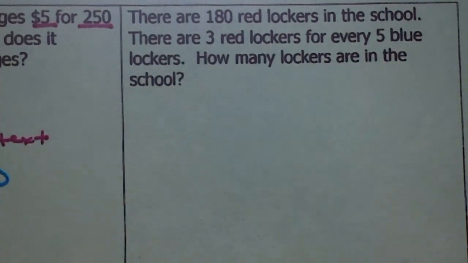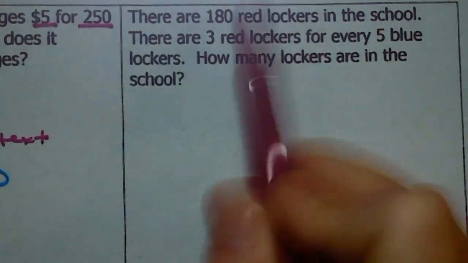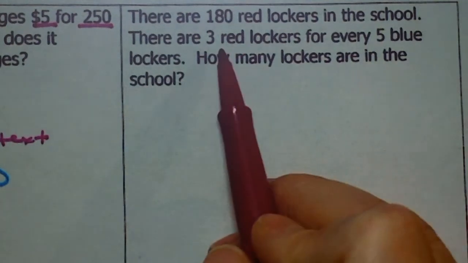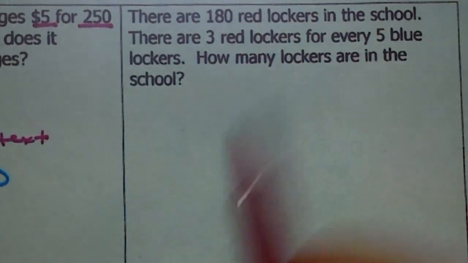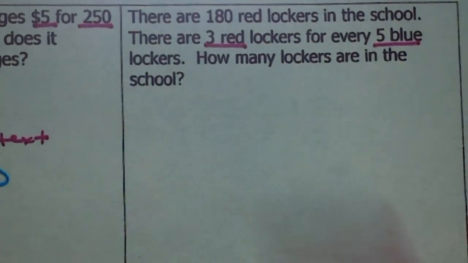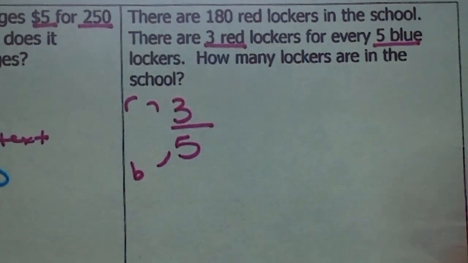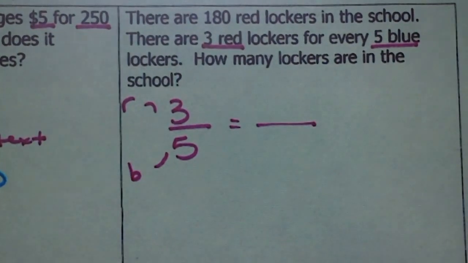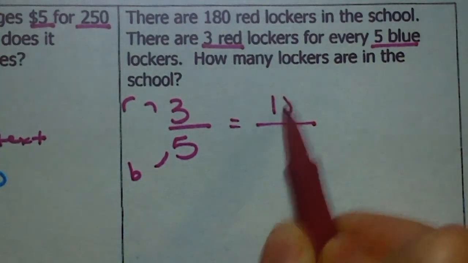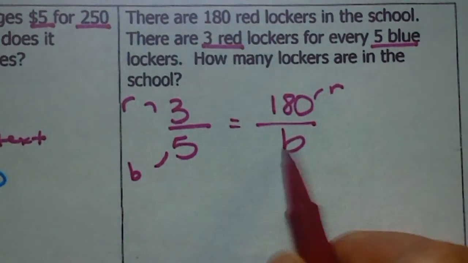But the first part is to set up a proportion and figure out what's missing. So take a look. There are 180 red lockers in the school. It doesn't tell us how many blue there are, right? And there are 3 red lockers for every 5 blue lockers. So I know this 3 red per 5 blue can set me up in my first little ratio here. So I'm going to write 3 over 5 representing red over blue. Okay? Now, the beginning tells me that there are 180 red lockers. Okay? So this top number is red. I'm going to put 180 up here because it represents red. They don't tell us how many blue ones, do they? So I'm going to use B for blue.